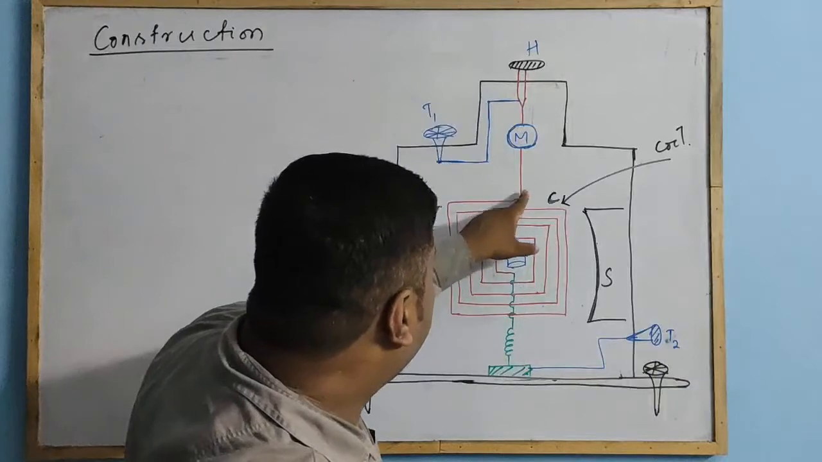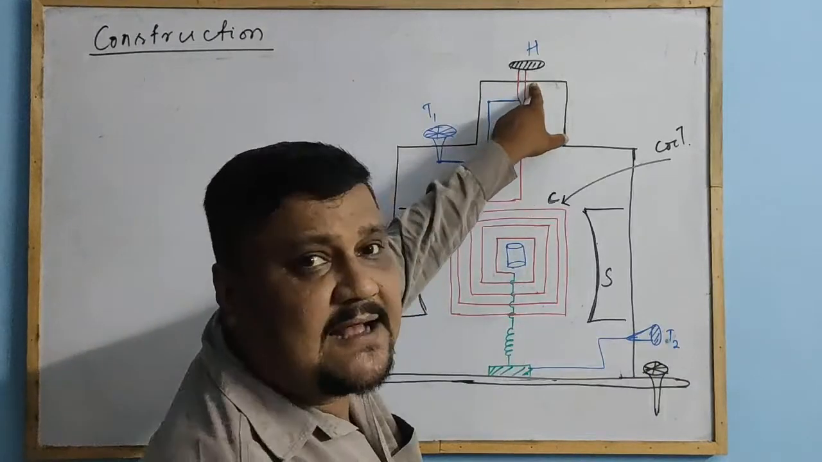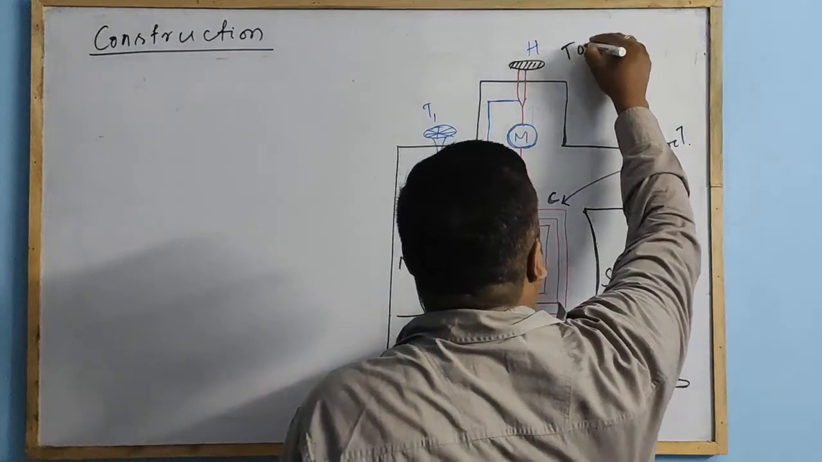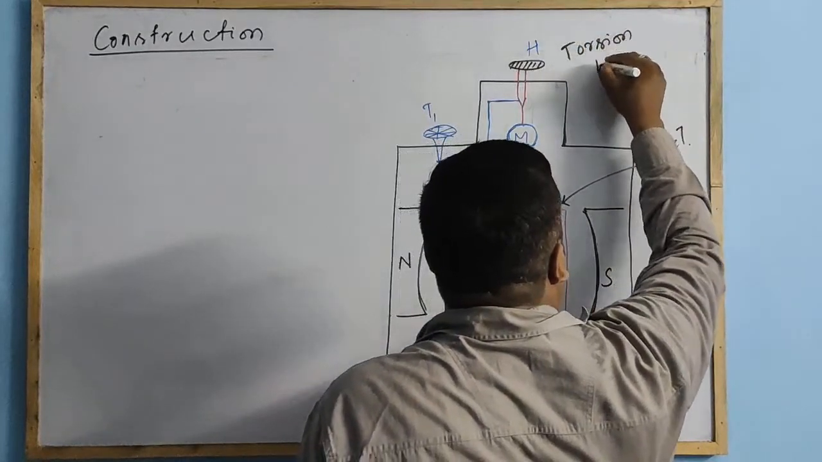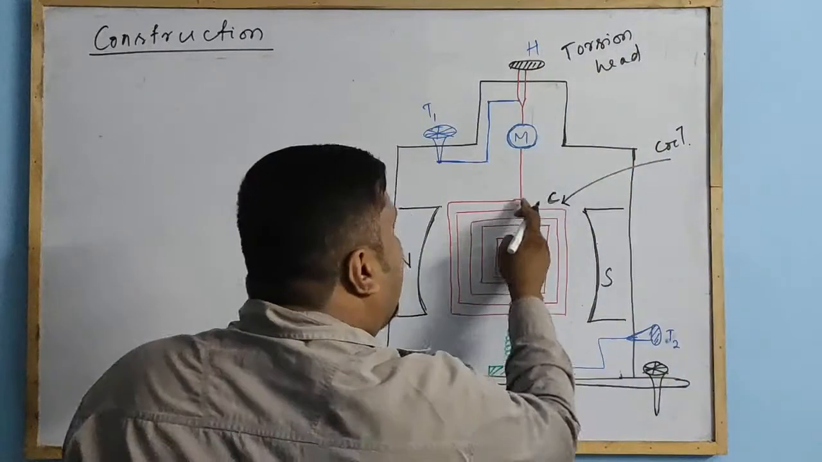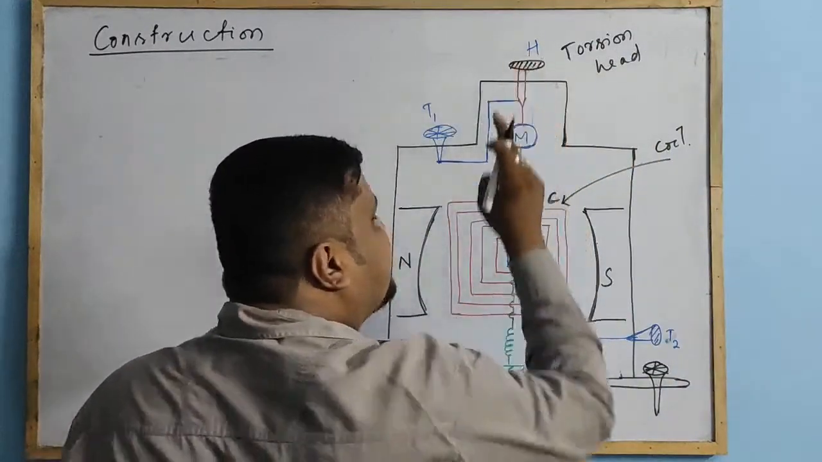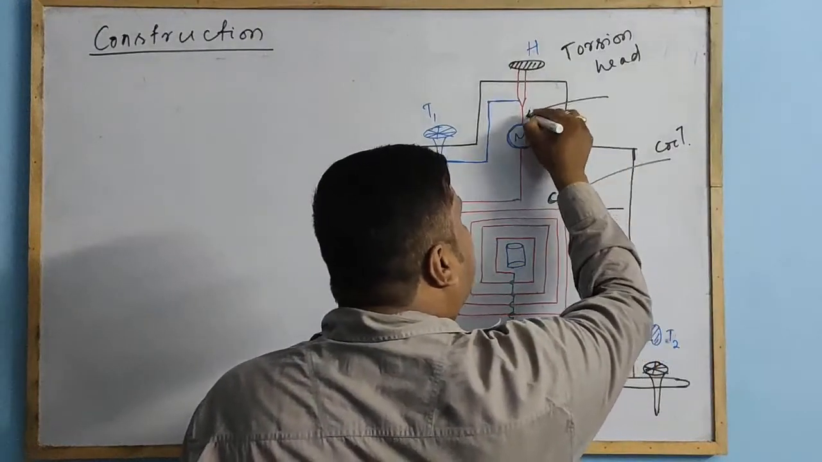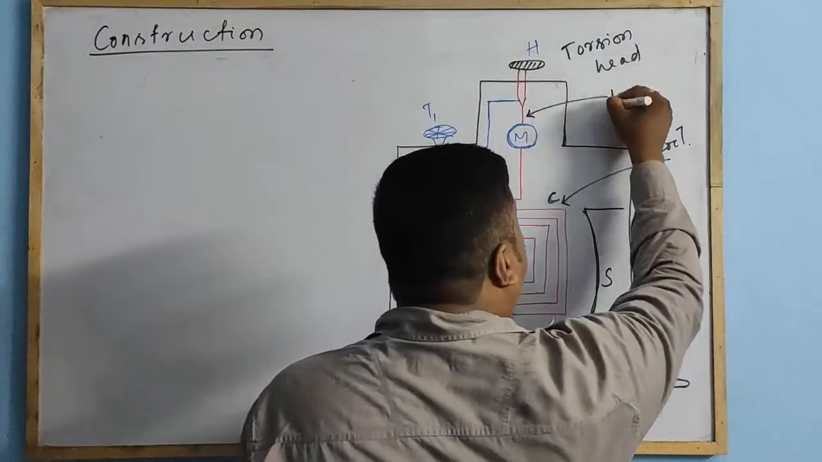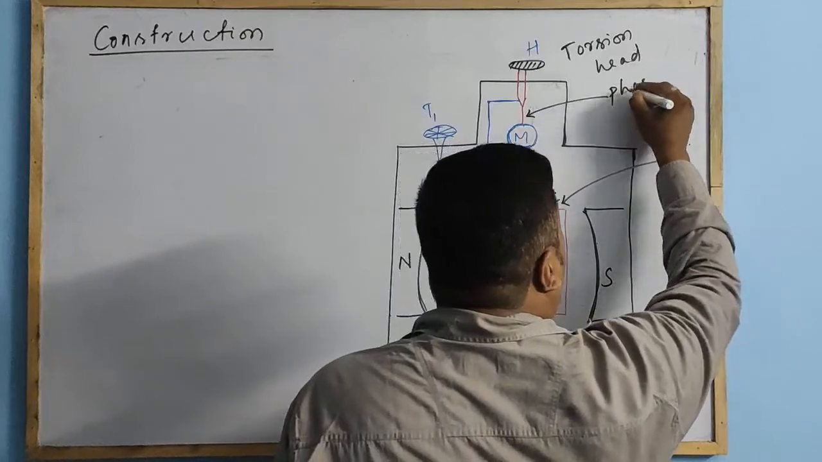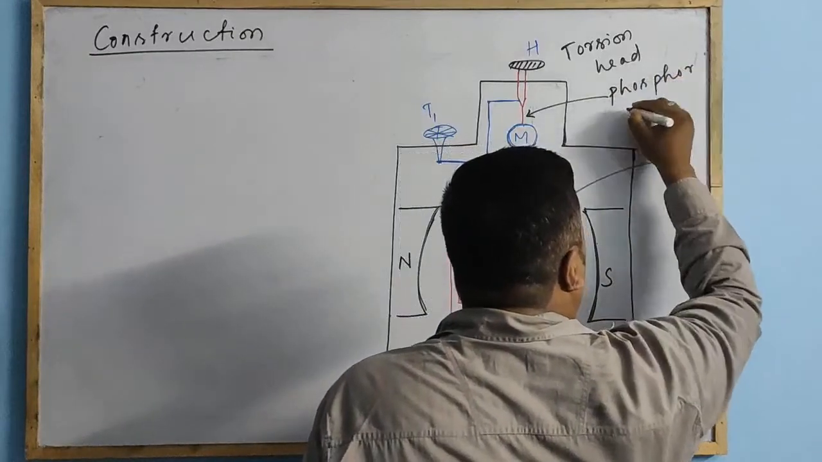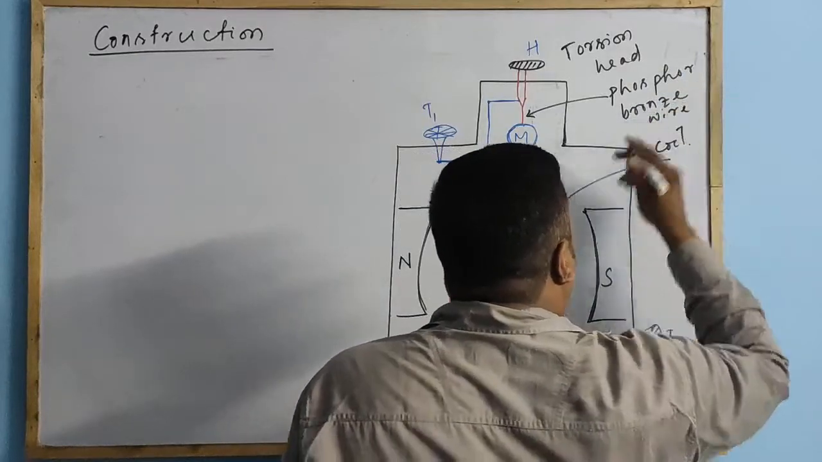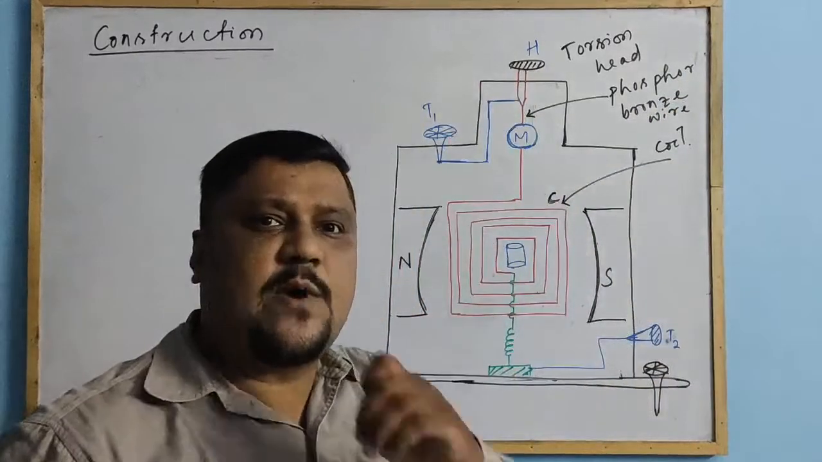One end of the coil is attached to the torsion head. This is the torsion head. The coil is attached to the torsion head by a wire, the red line, and the wire material is phosphor bronze.